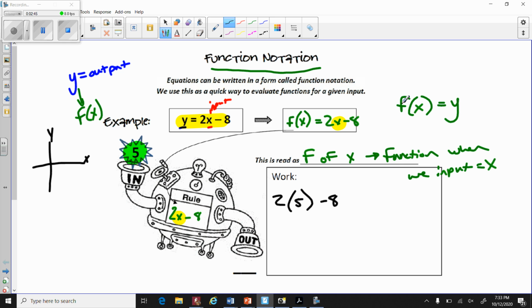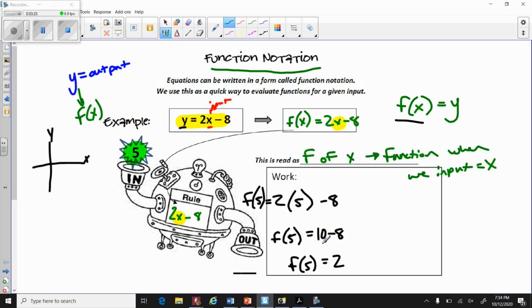And so here's where function notation takes place. It says f of x, the function when the input is x. In function notation, our function now has a 5 in it, f of 5. So I replaced x with 5, and what I got, 2 times 5 is 10, 10 minus 8. So f of 5 is 2.